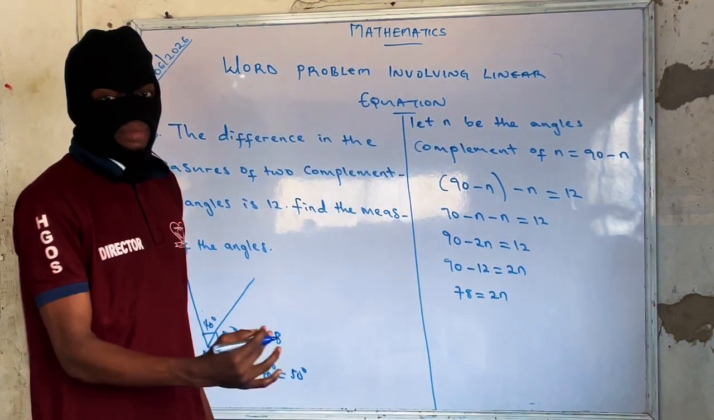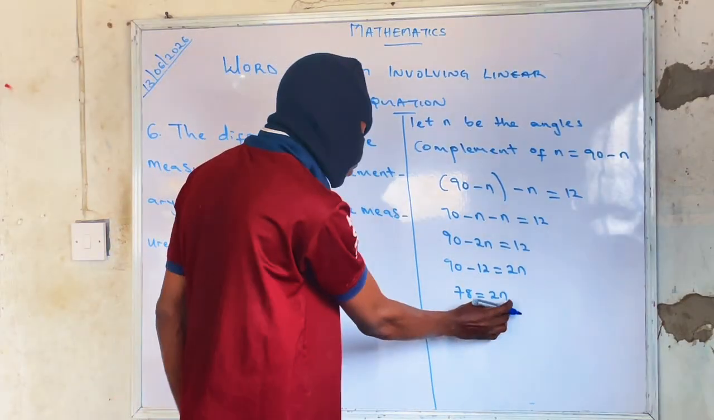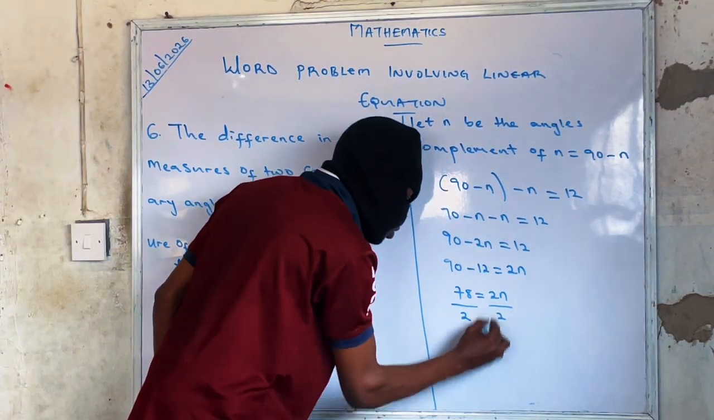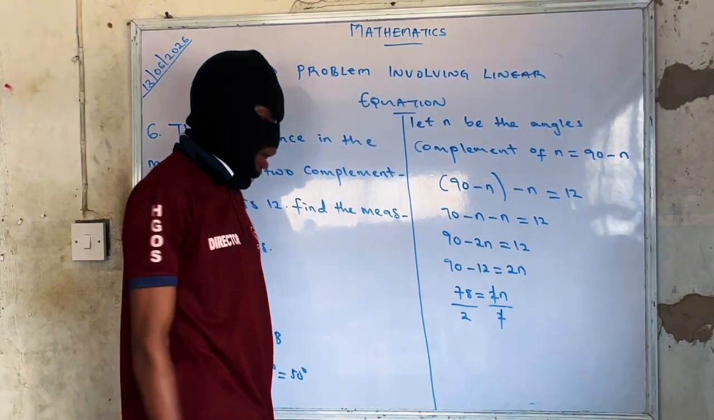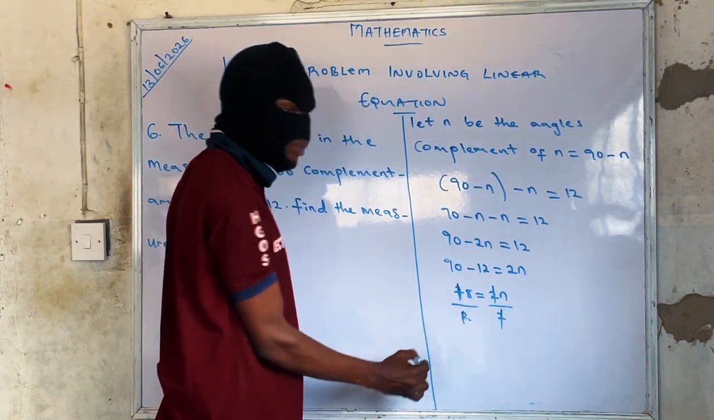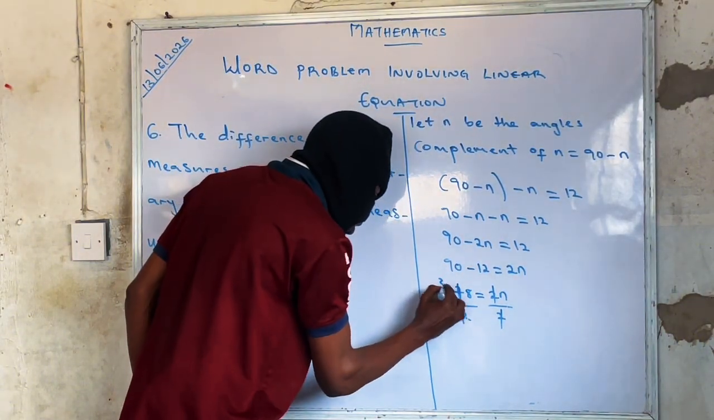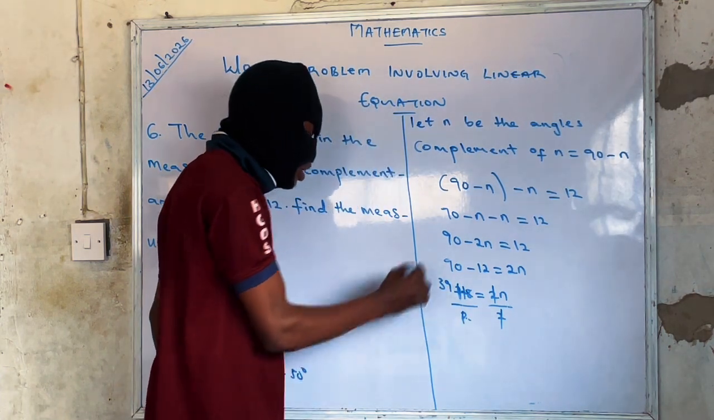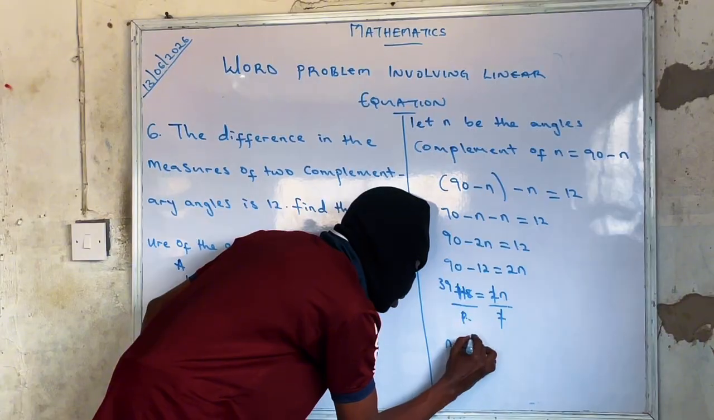We are dividing both sides by the coefficient of N, and the coefficient of N is 2. So we have 78 over 2. These two eliminate these two here. Now how many 2s can you see in 7? It is 3, still with a remainder of 1. In 18 it will give us 9. So N is equal to 39.